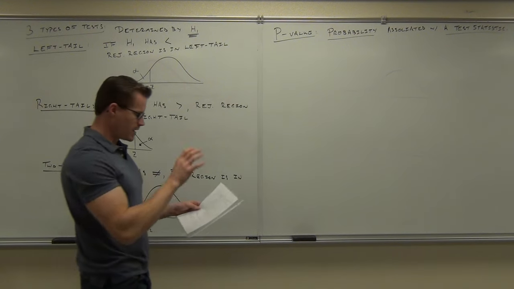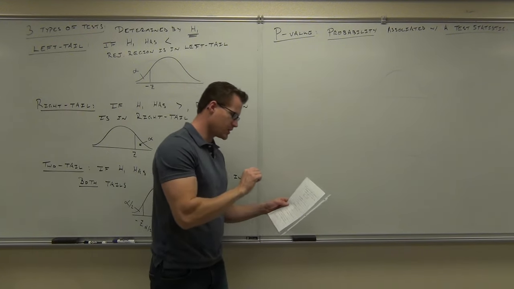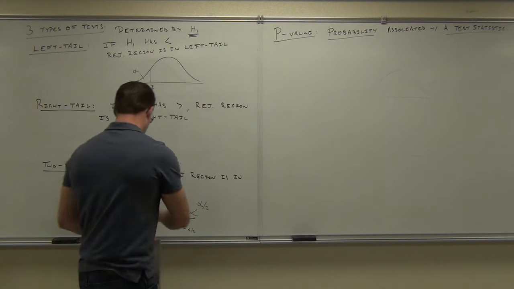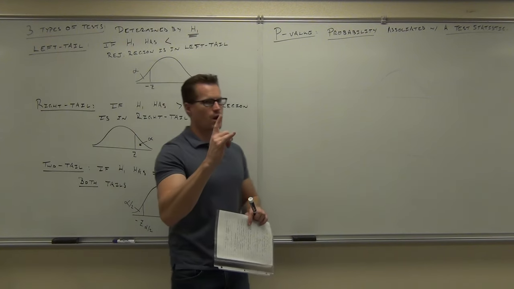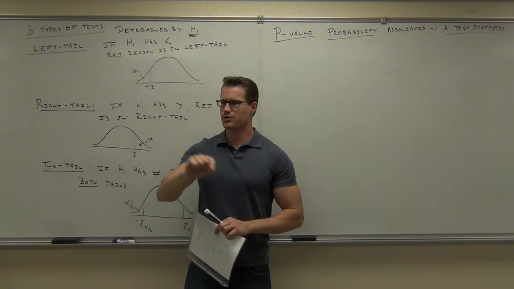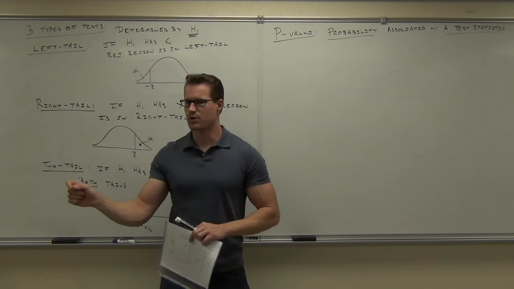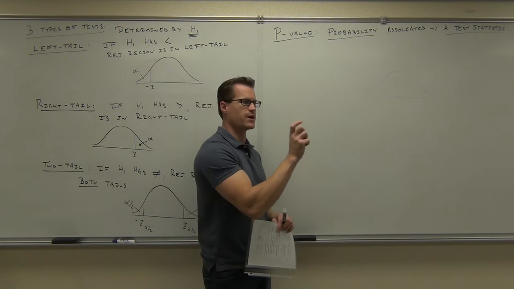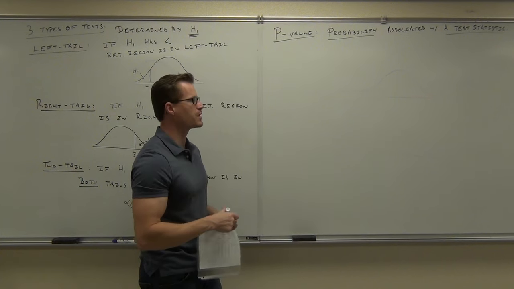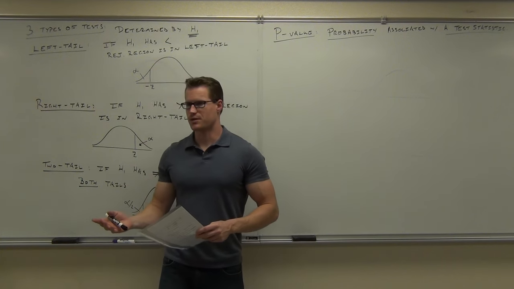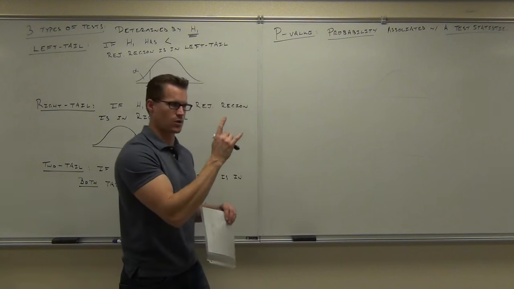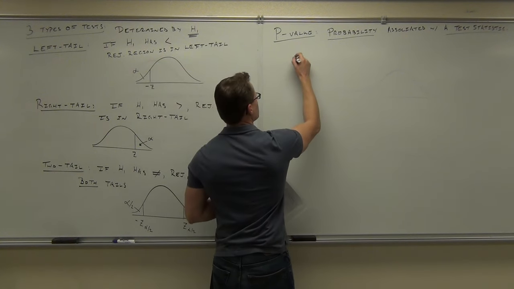Okay, so p-value. It's a probability associated with the test statistic, and I just talked about the decisions that we can make. There's only two options. The decisions are you reject the null hypothesis if it's in the rejection region for the traditional, or if the p-value is less than the alpha for the p-value method, or you fail to reject the null hypothesis. You can't ever accept it. Those are our only two options.